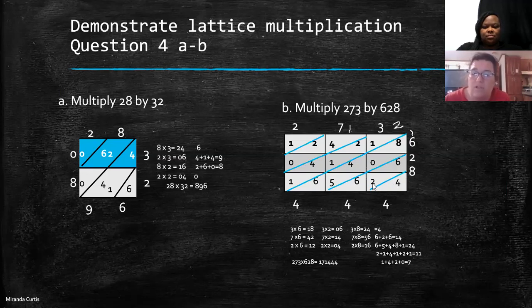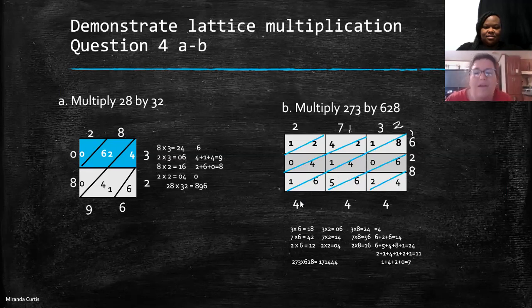6 plus 2 plus 6 is 14. I was confused by my 200. It's 14. Put your 1 up here, and we have a 4 down there. Now we're going to add: 1 plus 8 plus 4 plus 5 plus 6 is 24.